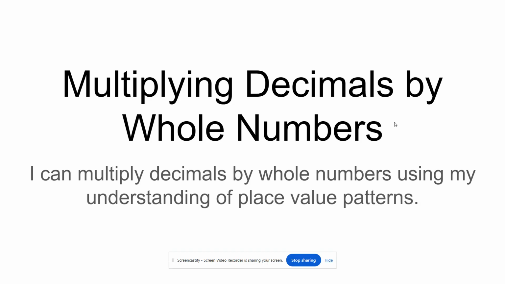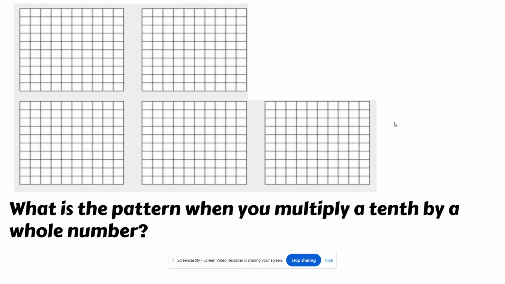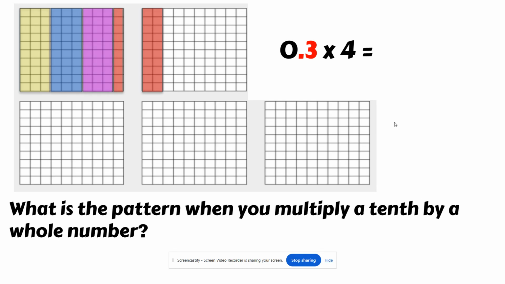In the past few weeks, we've been working on multiplying decimals using models. Let's say we were to do 3/10 times 4. We know that's four groups of 3/10. So we have 3/10 plus 3/10 plus 3/10 plus 3/10, and we know that gives us a total of 1 and 2/10.